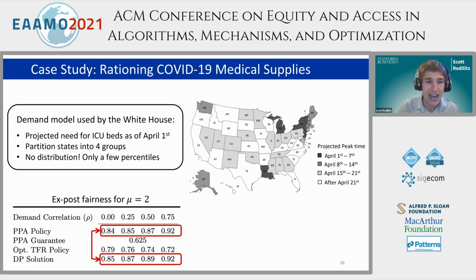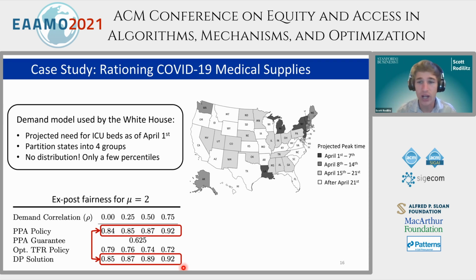So there's a few different things I want to highlight for you here. First, our PPA policy significantly outperforms its theoretical guarantee. It also significantly outperforms an optimal TFR policy, especially in the presence of correlation, which should make sense. Our adaptive policy is going to have a big advantage in those types of settings. And it even compares reasonably well to a dynamic programming solution.